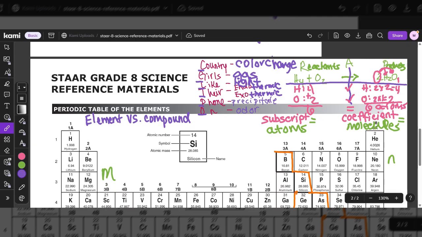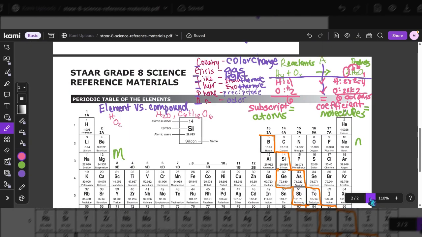Now we go to elements versus compounds. Remember, if it's just one atom, such as hydrogen, then that's an element. If it's the oxygen that we breathe with two atoms in the molecule, that's still an element. It becomes a compound when you have two different types of elements, such as H2O, or C6H12O6, the sugar that plants have. That is also a compound.